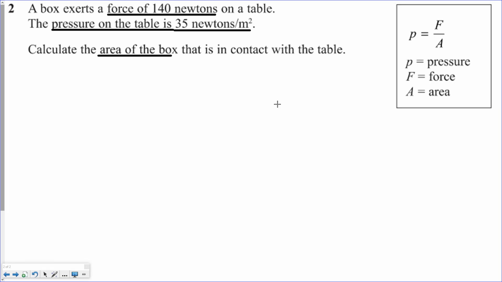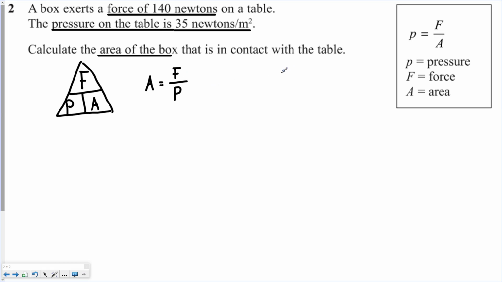And one useful way to remember the relationship is by drawing one of these compound triangles. So at the top we have force, and then we have pressure and area. Now you may have seen one of these triangles for distance, speed and time. Force at the top, pressure and area. And the way we use this triangle is we cover up the letter we're trying to work out. In this case we're trying to work out the area of the box. So if we cover up the A, we have force divided by pressure. So A is equal to force divided by pressure.